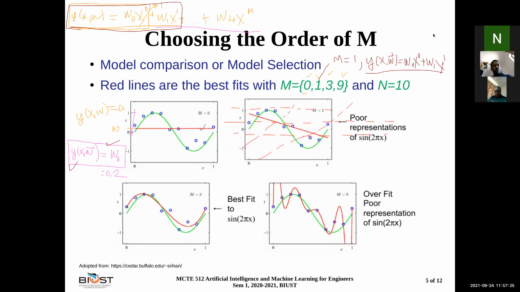Now, what is the case when you have m equal to 2? Or in this case, m equal to 3. So here, what is m equal to 3? What is that function?